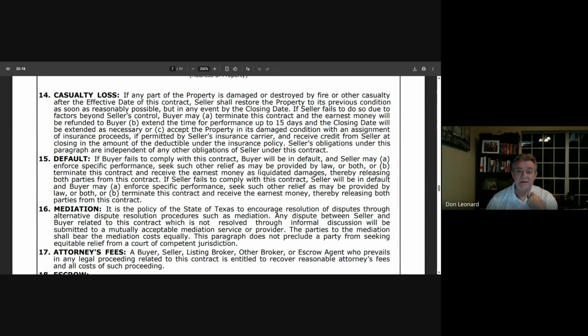15, default, talks about if somebody is in breach of contract, that the other side has remedies. The other side has certain rights. If the buyer's in default, the seller can take the earnest money, or they could sue for all damages, or they could try to sue for specific performance, which is trying to force the buyer to go ahead and buy the property. If the seller's in default, buyer can either sue for damages, or they can try to sue and make the seller go ahead and sell the property. So the buyer doesn't get as many rights as the seller in breach of contract.